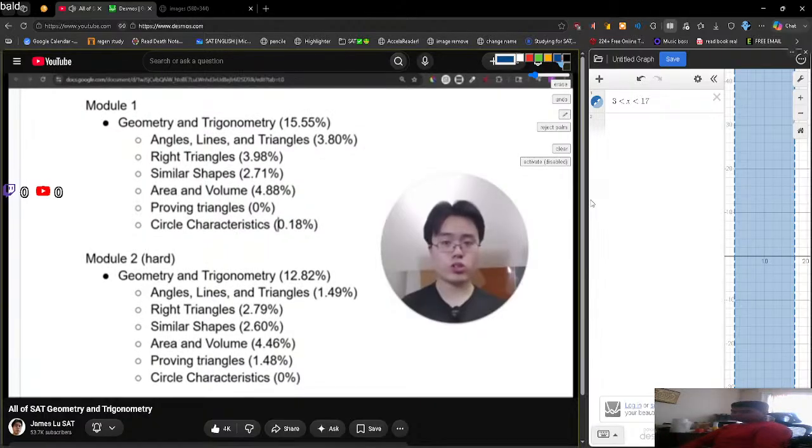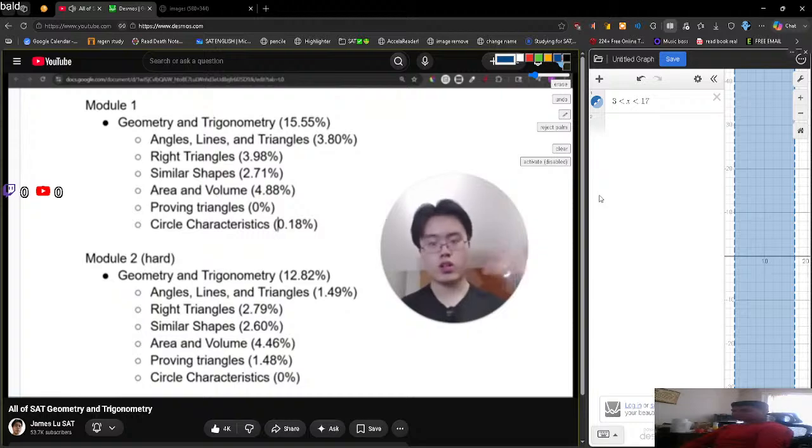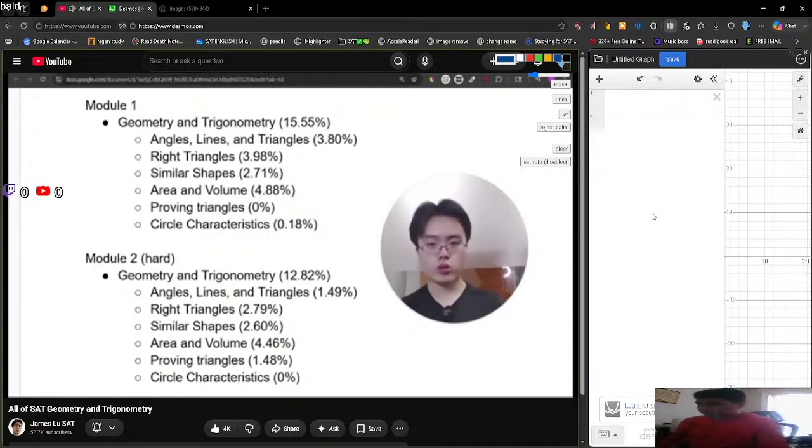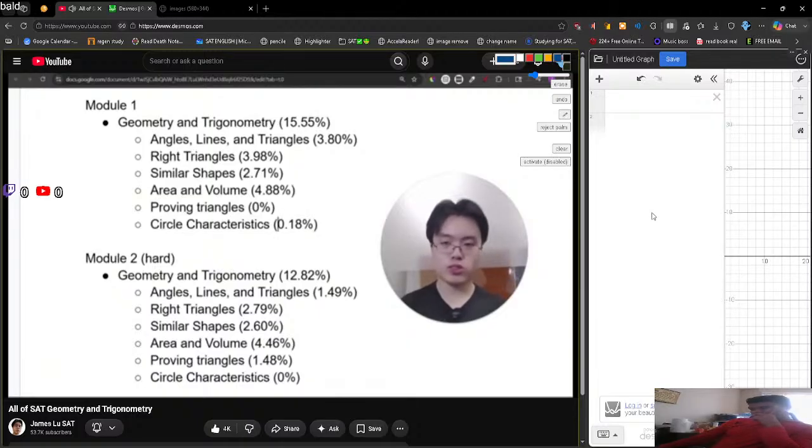But there are a lot of circle characteristics questions, at least what I like to call circle characteristics questions, on the question bank by College Board. So it's not like they're not going to test this. They could definitely test you on this, so I would know this. It's just they don't show up on the actual test for some reason, like at all.